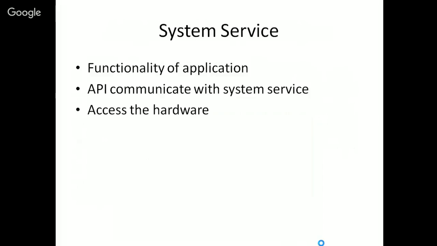System service was the third layer, or the partition layer, of the architecture. System service provides the functionality of the application. It gives how the application will function when you start it. Every application will communicate with the system. It gives you whether you'll be able to access the hardware or not. That is what Android application development is all about: accessing the hardware of a device.